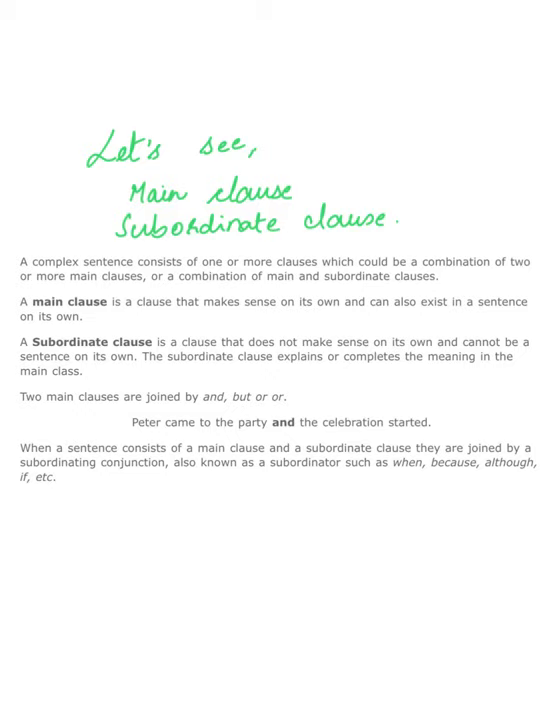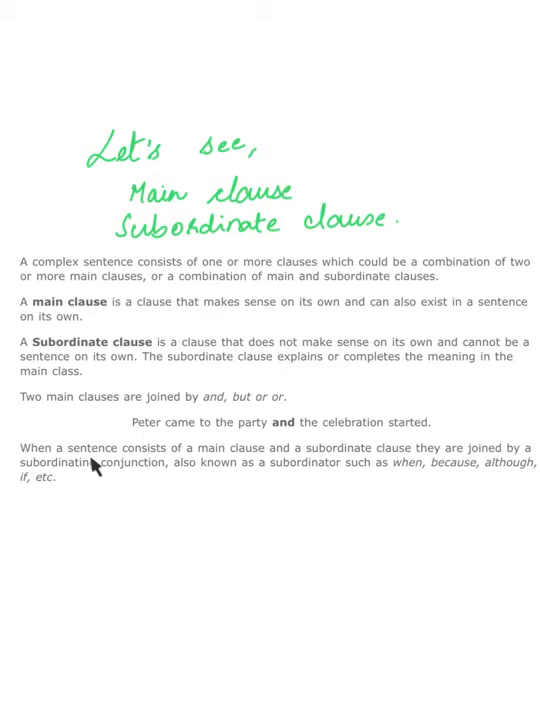As we saw in the last slide, two main clauses are joined by and, but, or. Example, Peter came to the party and the celebration started. So here this is a separate sentence and this is a separate sentence.